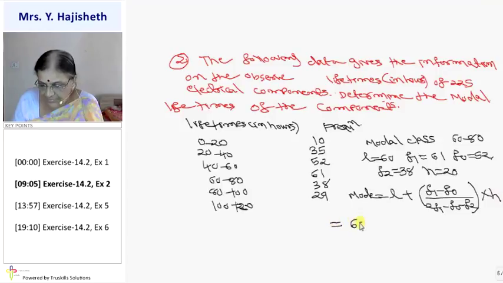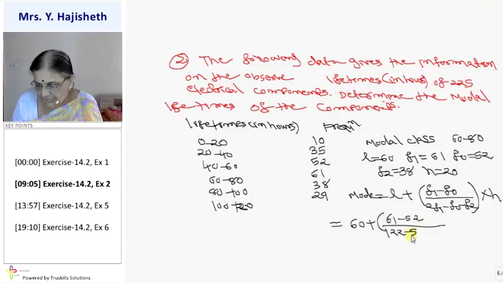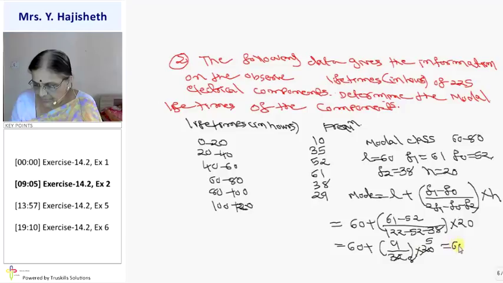So I put the values: L is 60, F1 is 61, F0 is 52, 2 times F1 is 122, F0 is 52, F2 is 38, into 20. Clear? Now do the simplification. 60 plus 61 minus 52 is 9 upon 32 into 20. 20 divided by 4 is 5, and 32 divided by 4 is 8. So it is 60 plus 45 upon 8. Now 45 upon 8 is 5.62.